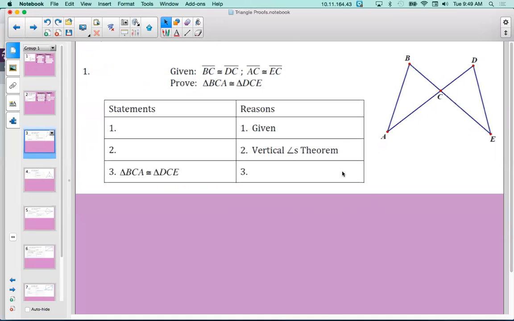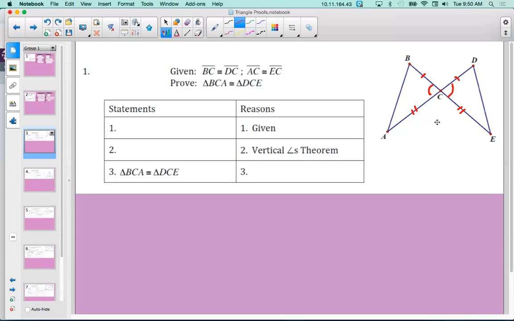Okay. All right, let's go ahead and work through this one. So we got our given information. BC is congruent to DC and AC is congruent to EC. So first thing I'm going to do is mark my given information on my diagram. BC is congruent to DC, and AC is congruent to EC. Now, after we've marked our given information, we look and see if there's any other implied information. And what I see is a pair of vertical angles. So vertical angles give us a pair of congruent angles.